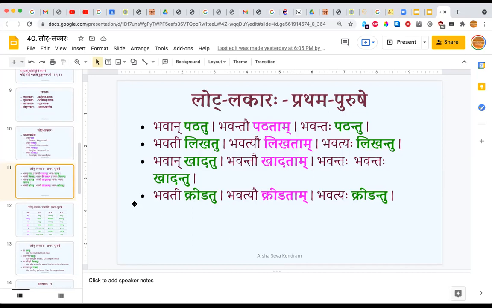Bhavan Pathatu. May you read. But Bhavat Shabda is in the Prathama Purusha for that reason. Even though it conveys the meaning of Madhyama Purusha, you, and in the last class we said Bhavat Shabda is culturally used for expressing respect, like in Hindi. It is in Prathama Purusha.